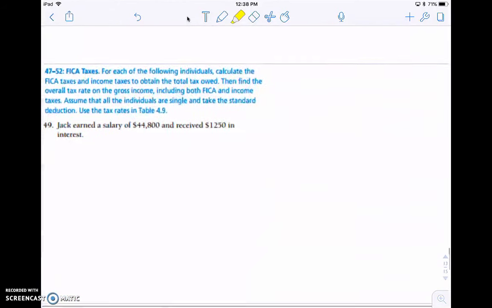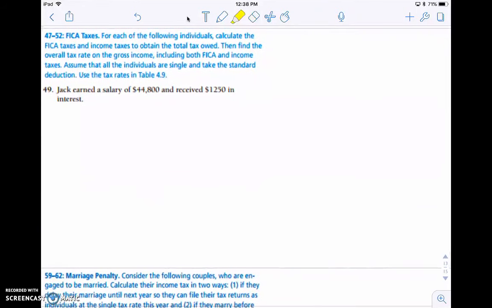So in number 47, we are going to look at this individual, calculate the FICA taxes and income taxes to obtain the total tax owed. And then we're going to find the overall tax rate on the gross income, including both FICA and income taxes. We're going to assume this person is single, taking a standard deduction. So there's quite a bit involved in this question, but we'll roll right through this.